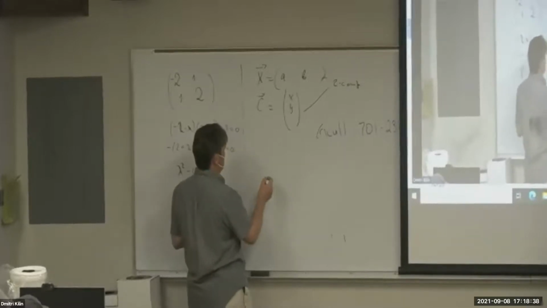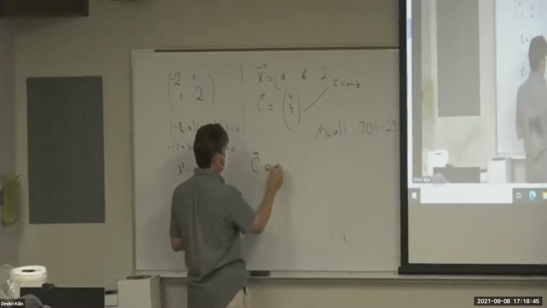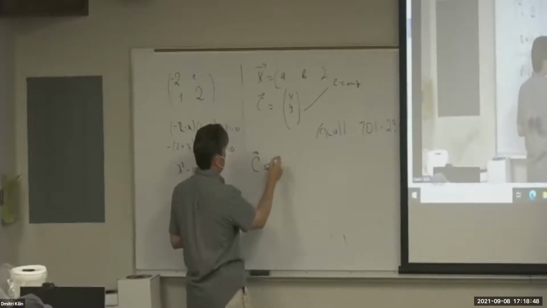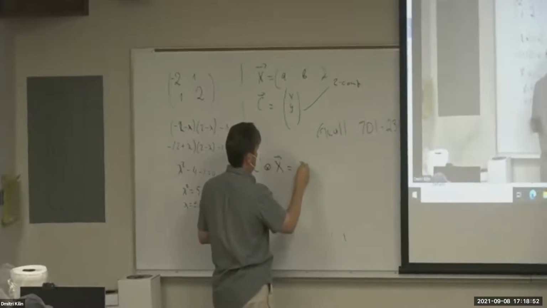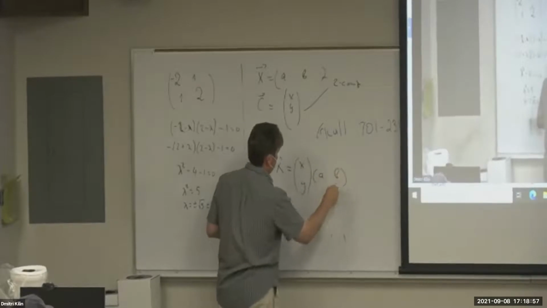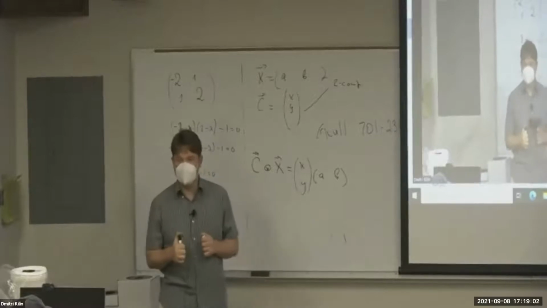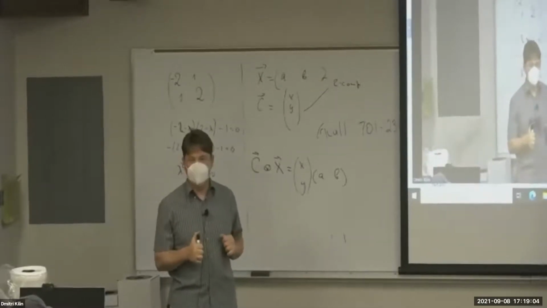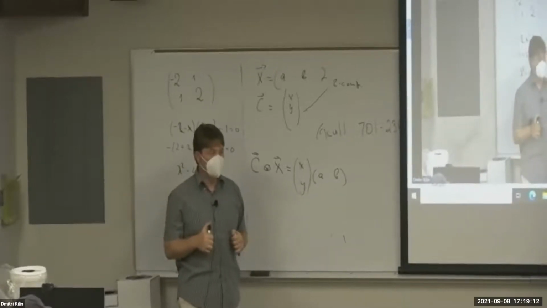What if I do C times, it's some new form of product, times X, where C is a column and X is a row. X, Y, A, B. Do I get punished by your math teachers if I try to do so? Or we still can? Does this writing violate the rules of row by column multiplication?